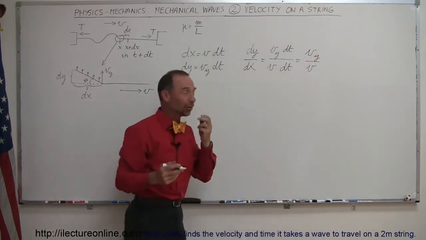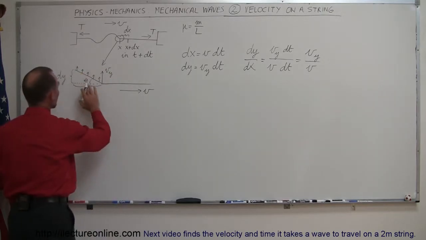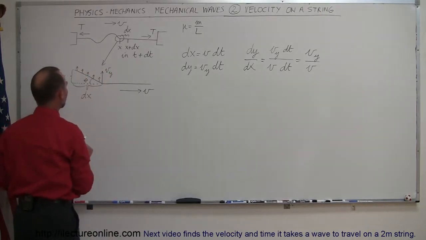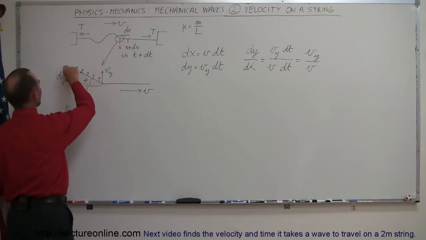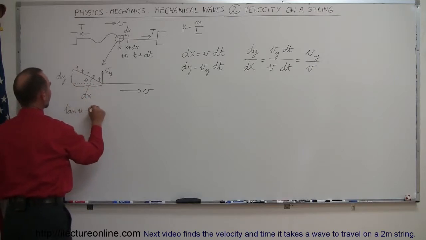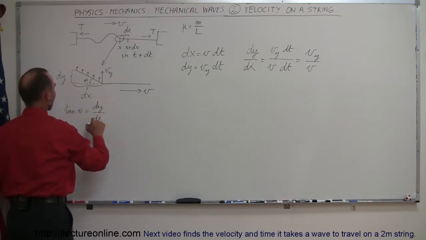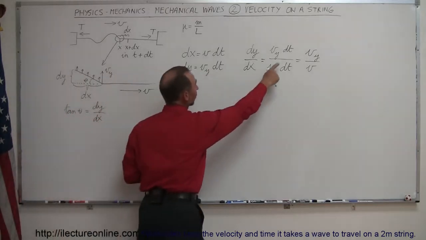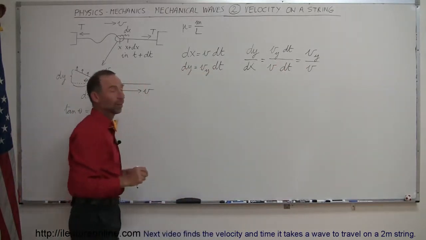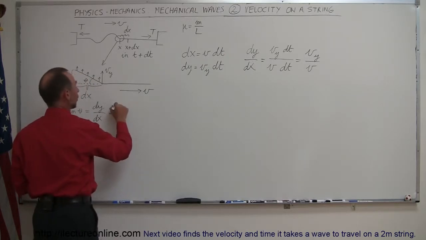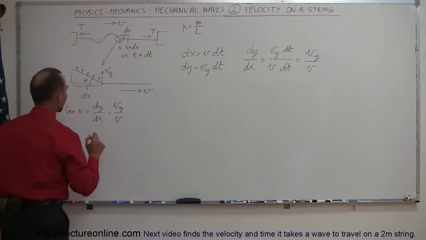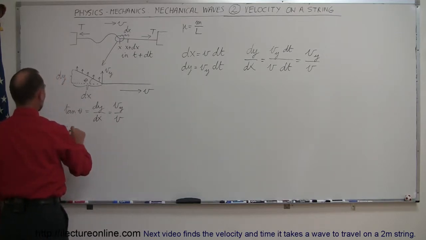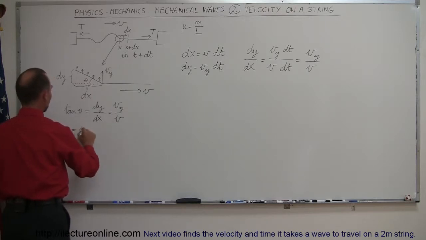Now you may say, well, why did I do that? Well, we also can look at this in a geometric way. This is a triangle, and so we can say that the tangent of the angle theta, this angle right here, is equal to the ratio of the opposite side over the adjacent side. This is equal to dy over dx. And since I defined dy/dx over here as this ratio, we could say that this is equal to vy over v. All right, so that means I can write that the velocity in the y direction, expressed in terms of the velocity in the x direction, the velocity of the wave, is v times the tangent of theta.